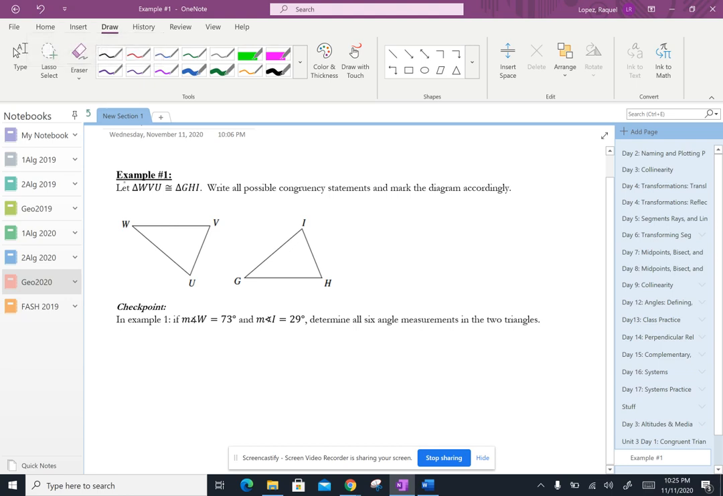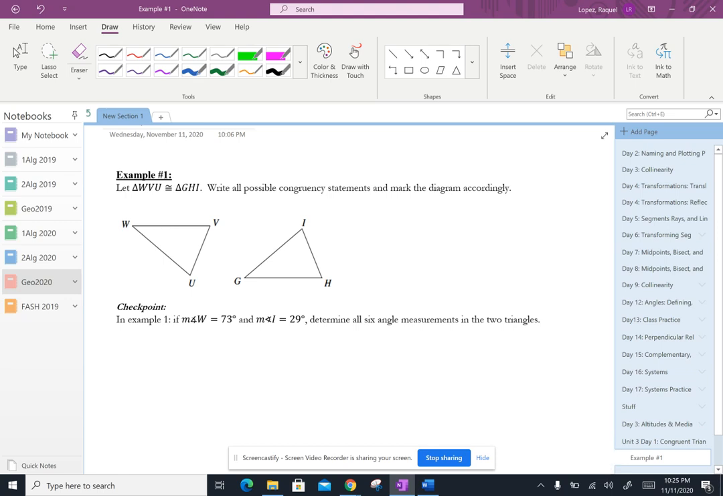So let's say triangle WVU is congruent to triangle GHI. That's what that statement is saying. And they want us to write all possible congruency statements and mark the diagram accordingly. So let's go ahead and do that first part. So we're going to write all possible congruency statements.